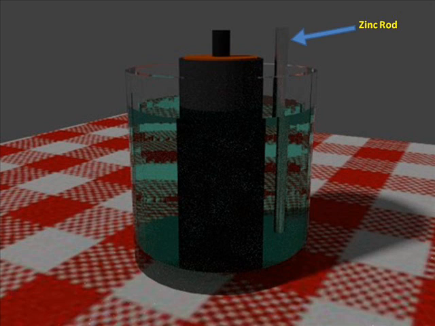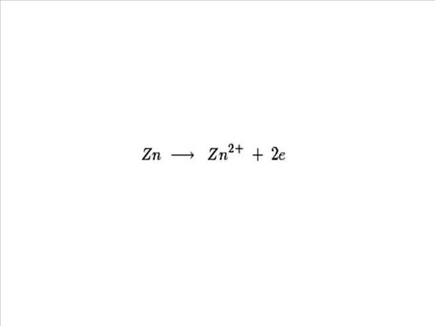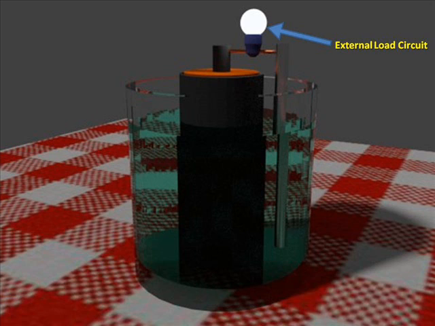A zinc rod was immersed in this electrolyte as the negative electrode, or anode. In the Leclanché battery cell, zinc is used as anode, manganese dioxide is used as cathode, and ammonium chloride is used as electrolyte. During discharge, the zinc anode undergoes an oxidation reaction, and each zinc atom involved in this reaction releases 2 electrons. That is, Zn becomes Zn2+ and 2 electrons. These electrons come to the cathode through the external load circuit.